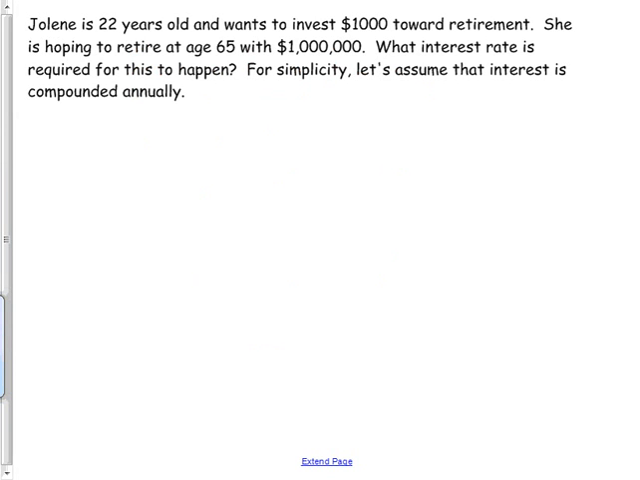She's 22 years old and wants to invest $1,000. Sounds like a starting amount. Write an equation for this one. She's hoping to retire at age 65 with $1 million. Apparently, she wants to put in this $1,000 once and have it turn into $1 million. That'd be nice, but you're going to need a really high rate of return. So try to figure out what rate she would need.